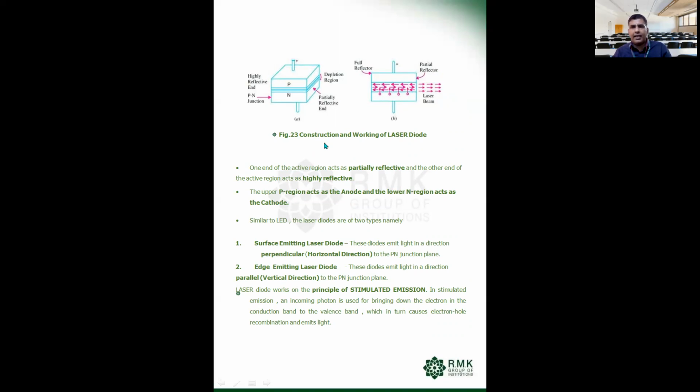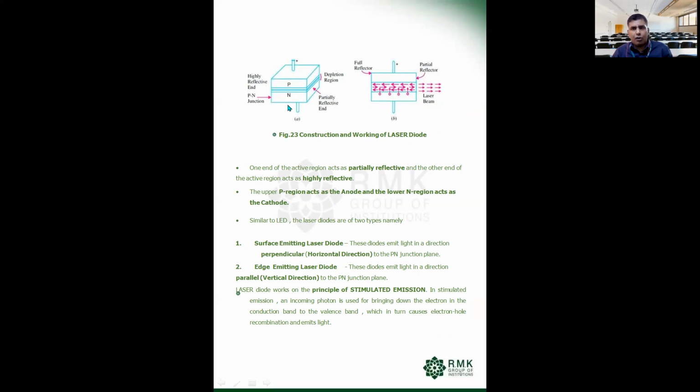PN junction diode and LED, and of course laser diode. There is a slight difference between a laser diode and LED. LED does not have a reflective coating, but in the case of a laser diode, we have a partially reflective coating on one side and a highly reflective coating on the other end. So what happens is the photons of energy get reflected and they become a monochromatic or coherent beam. So it is going to come out of it. And so the working is similar.